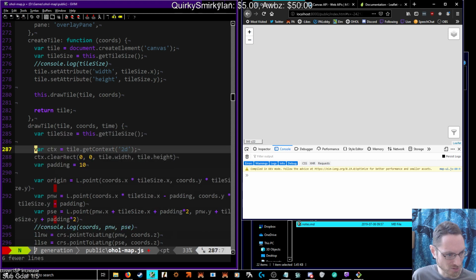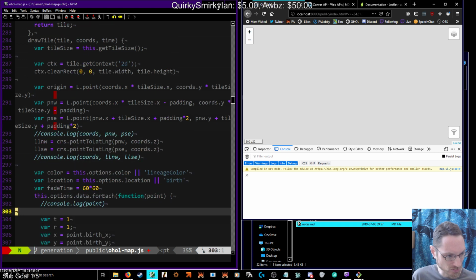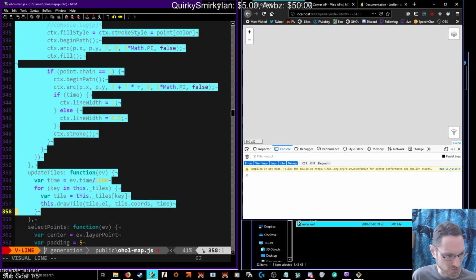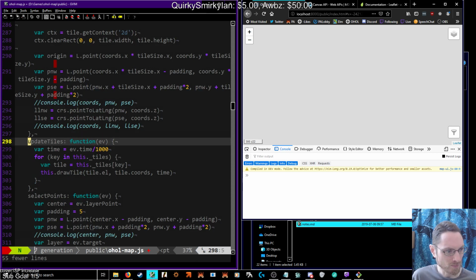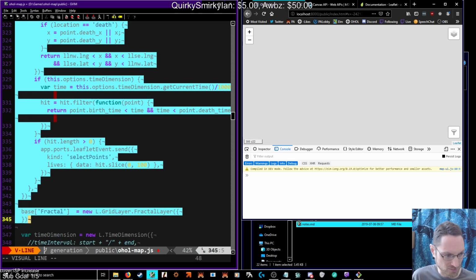Okay, no data, none of that. Clear rect, don't need padding. We're going to need all the coordinate translation, and pretty much everything down here is gone. And we don't need that, we don't need that. We shouldn't need that.